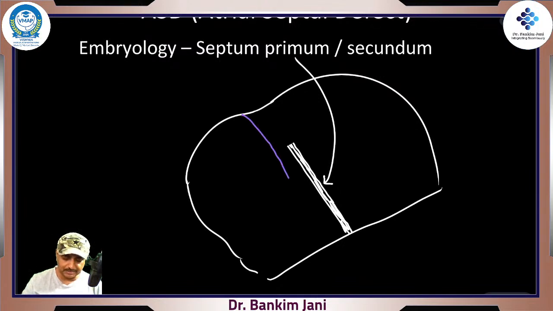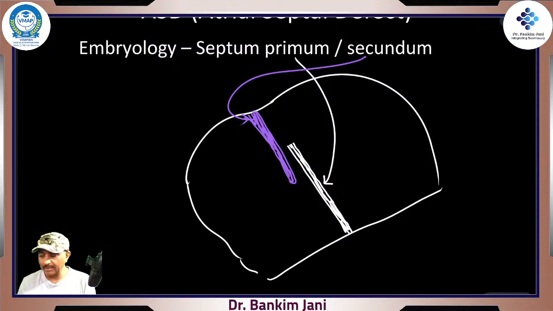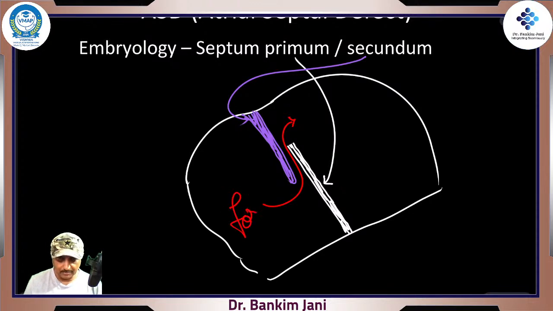The second septum starts developing, and it reaches up to one particular level. And very rightly, this would be our septum secundum, right? That's our septum secundum. And this all-time favorite, this is the foramen ovale, right? That is the foramen ovale. So this is how that foramen ovale is formed.